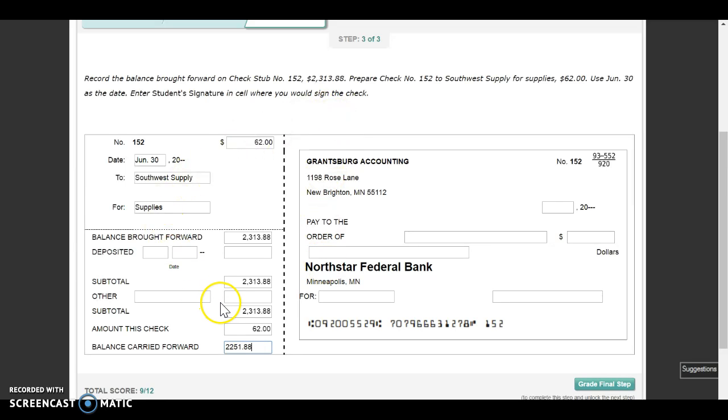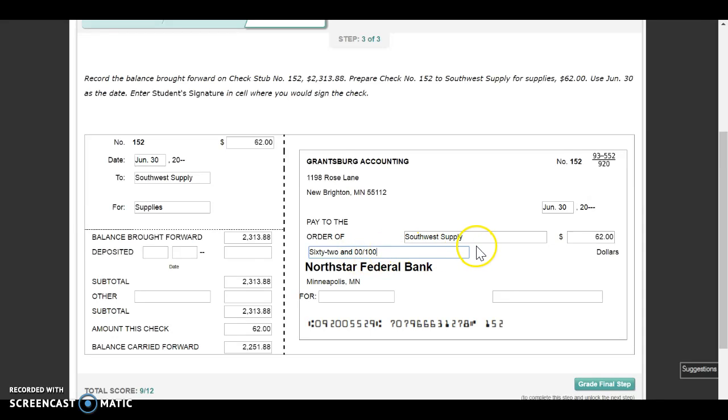After I have my check stub filled in, I'm going to fill out my check. So the date is June 30th. I'm writing my check to Southwest Supply. The amount of the check is $62.00. And then I'm going to write that amount out in words. So 62 and 00 over 100.